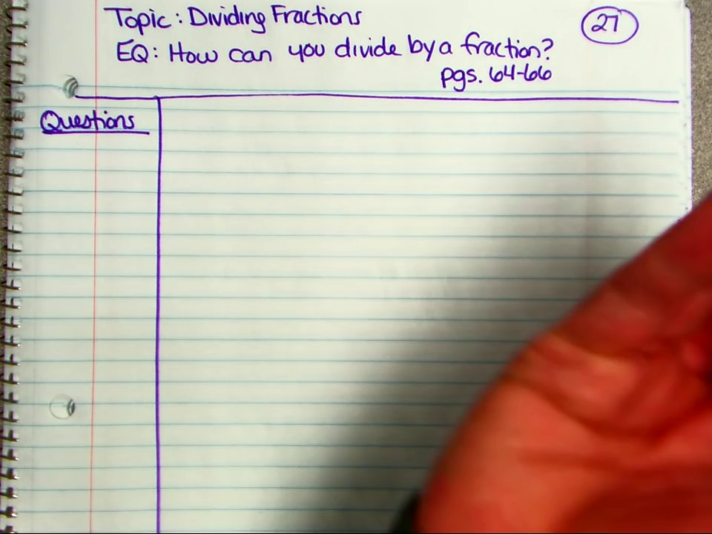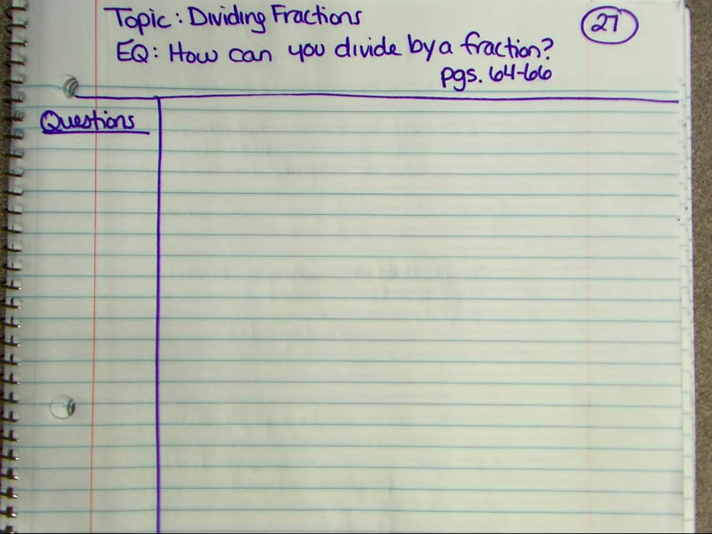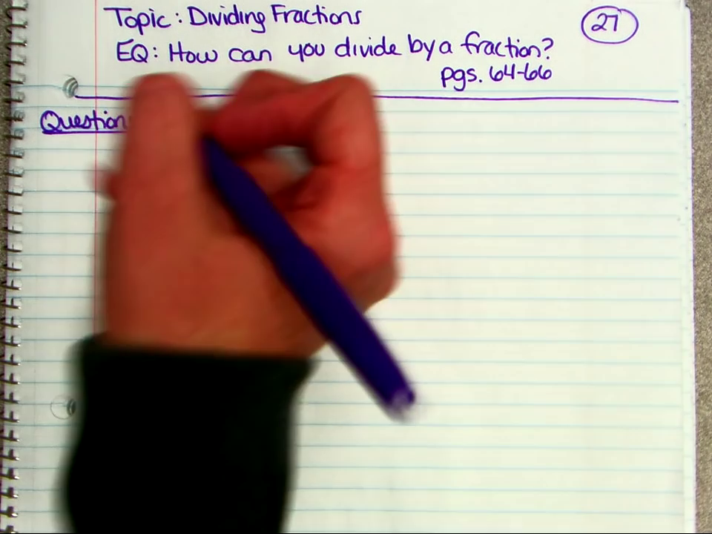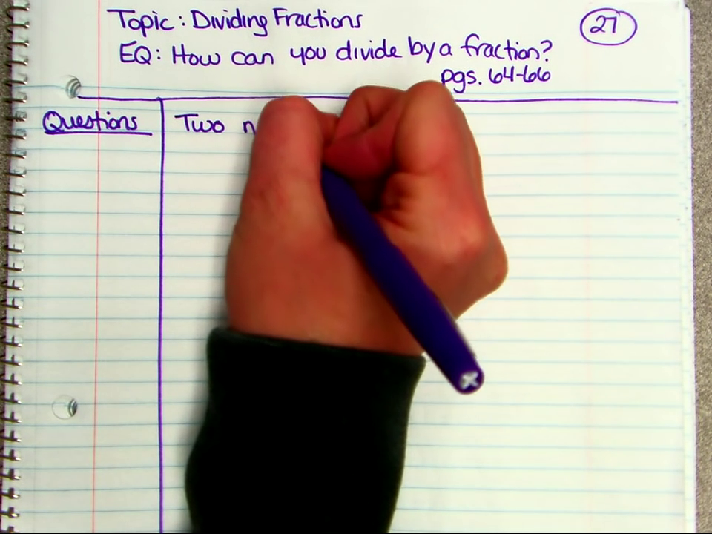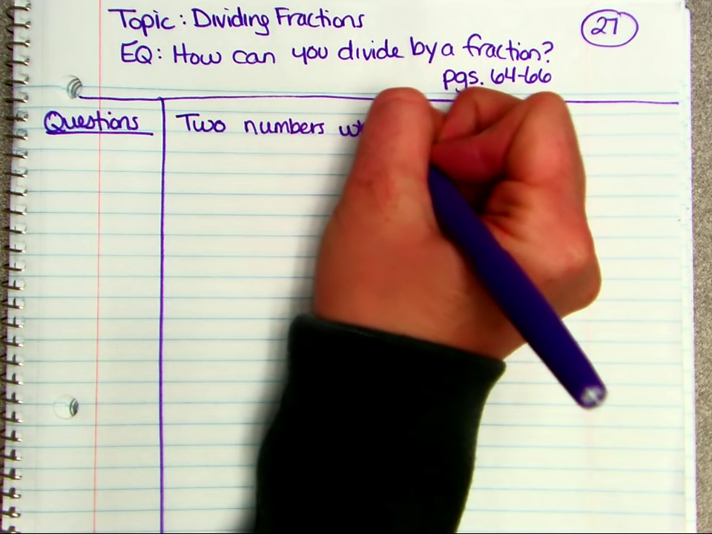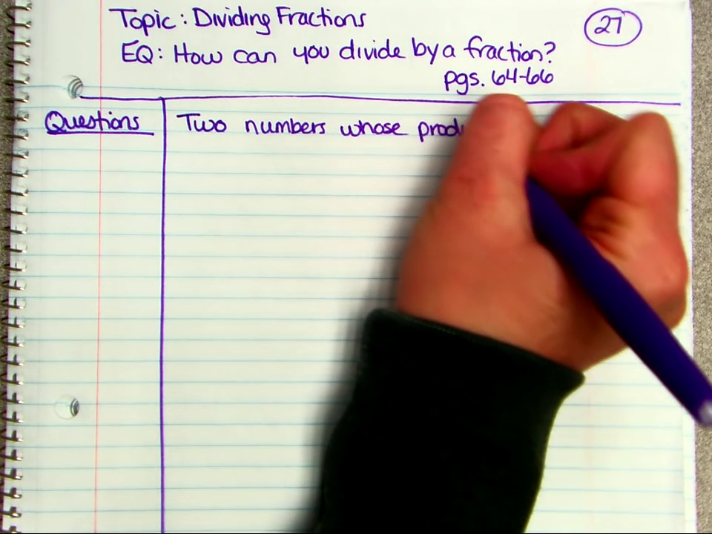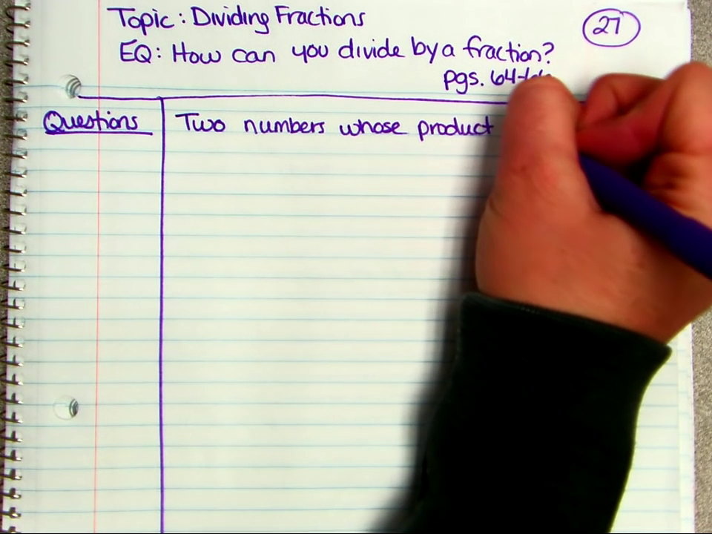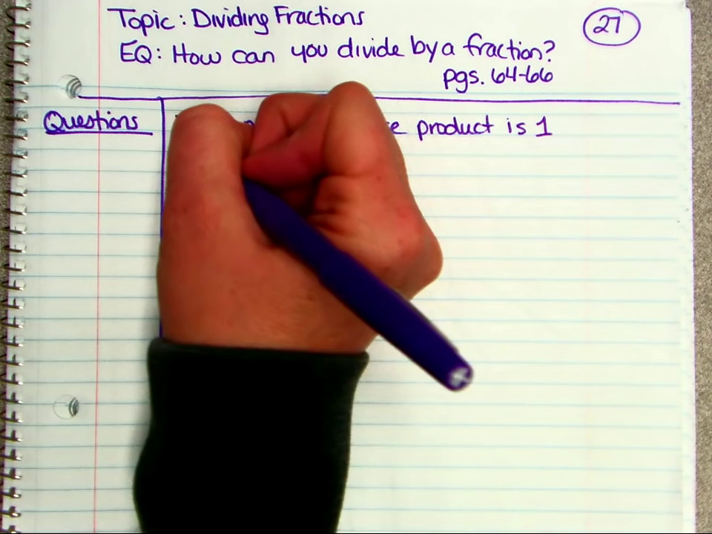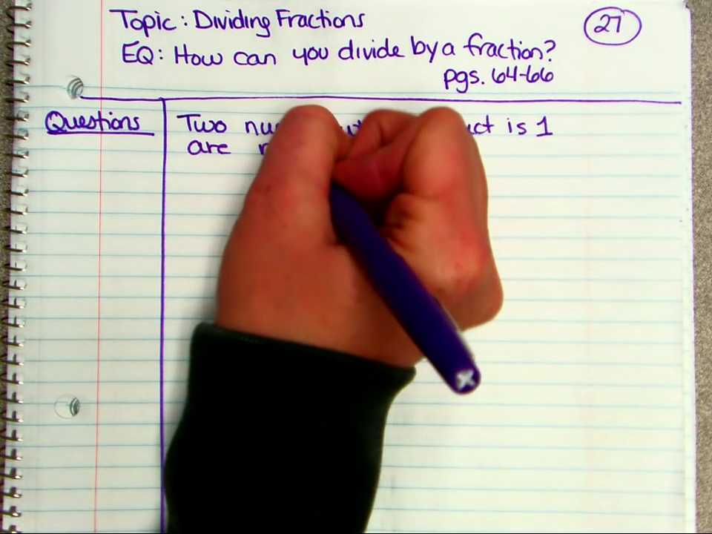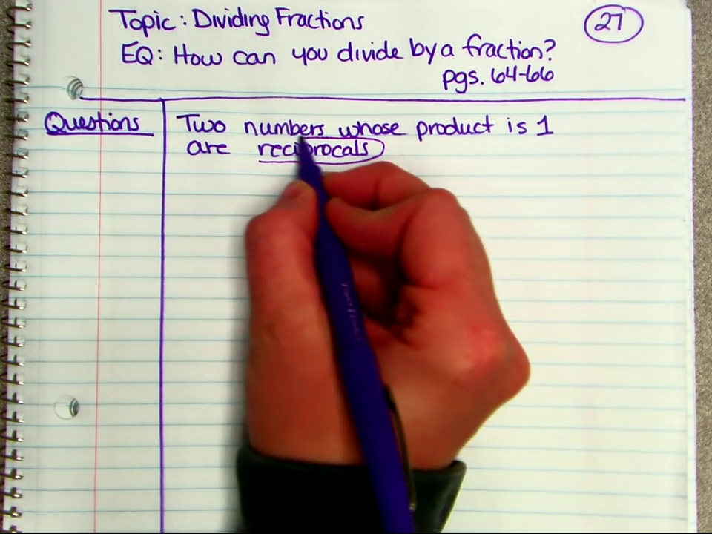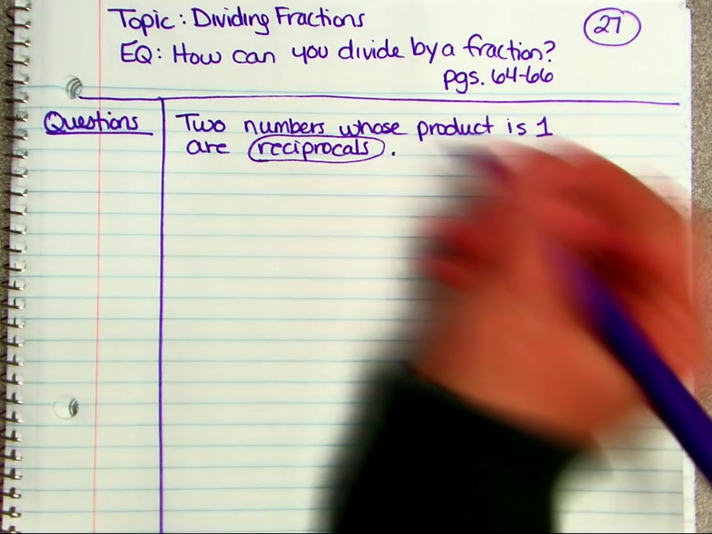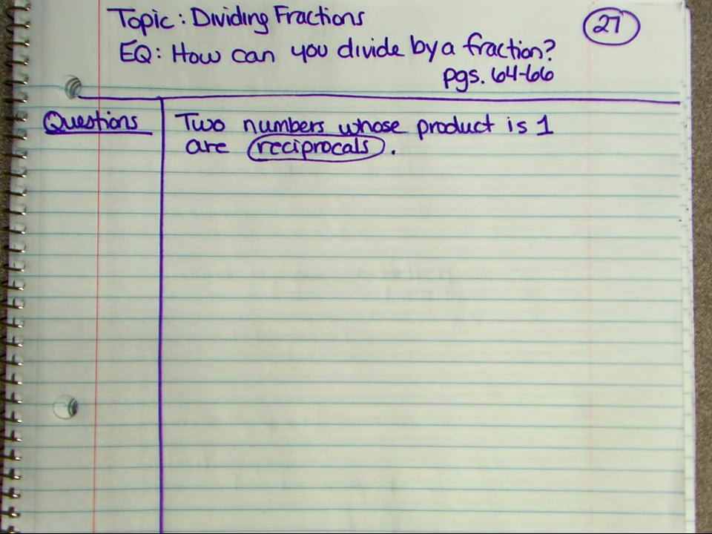So the first thing we need to understand when we are dividing fractions is what the reciprocal is. The definition I would like you to write down is: two numbers whose product is 1 are reciprocals. I'm going to circle that word because it's a really important word in dividing fractions. That means if I take one number and multiply it by another number and you get 1, that's a reciprocal.